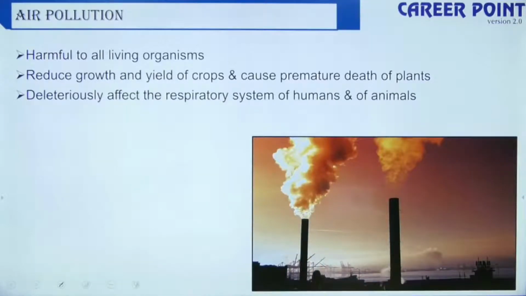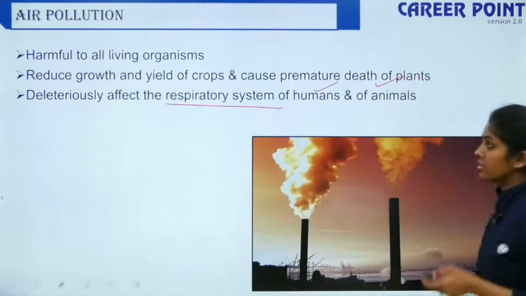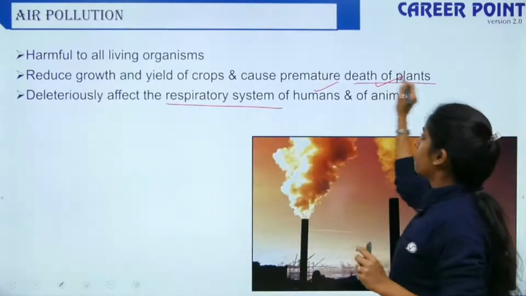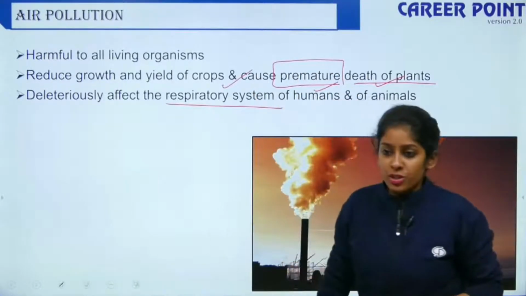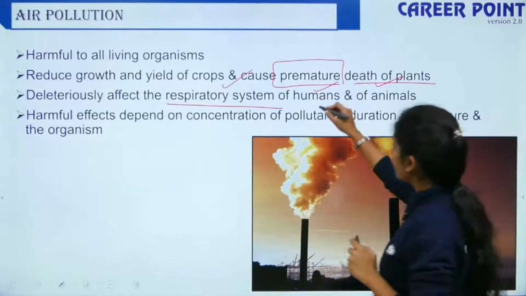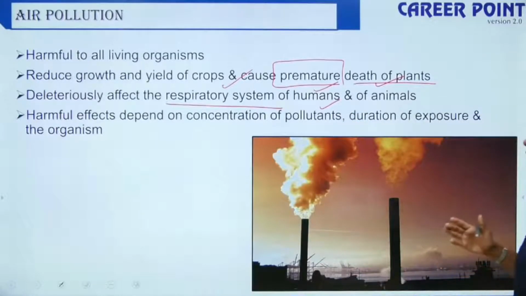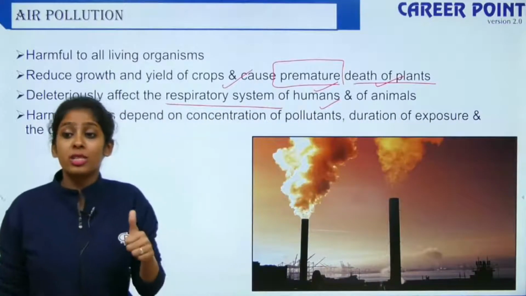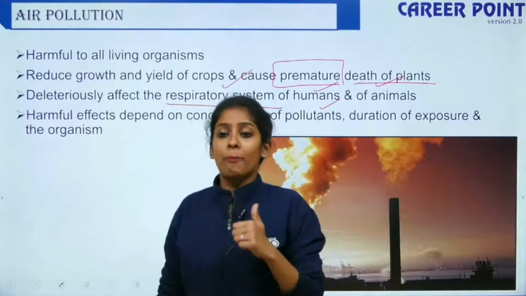Fine. So deleteriously they affect the respiratory system of humans and of animals. So one, air pollution is harmful to all living organisms. In case of plants, they cause premature death, and in case of human beings and animals, they cause respiratory ailments. The harmful effects depend on the concentration of the pollutant, the duration of exposure and the organism. For example, if 2 people are exposed to the same pollutant, one may catch a disease very easily because he is less immune, right? So it depends upon the organism.